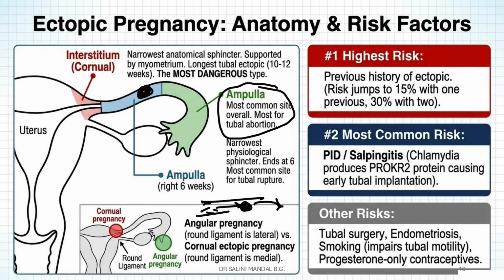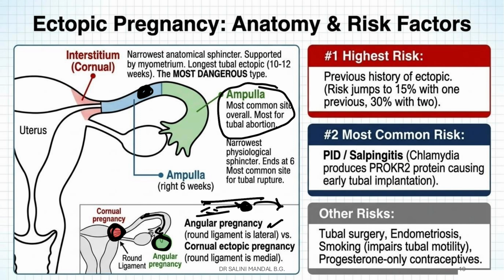There can be other types also, we call it angular pregnancy, that is at the round ligament, and cornual ectopic pregnancy where the round ligament is medial. So you can see the round ligament over here. This is an angular pregnancy over here, right? Then in the retrograde type, they try to go outside of the fimbriae. The other one is cornual ectopic pregnancy in the cornua.